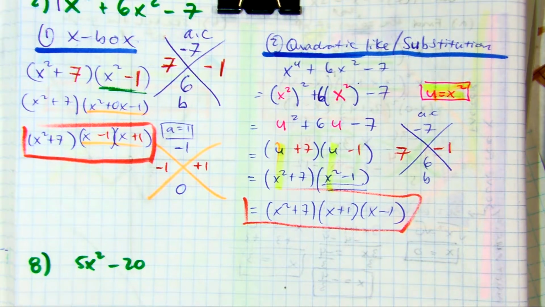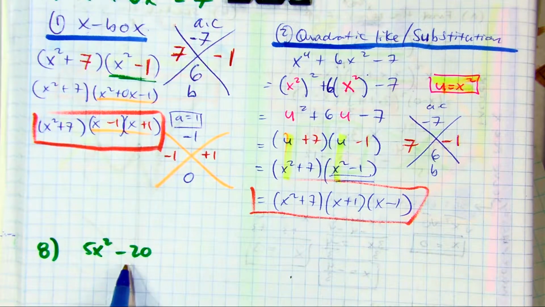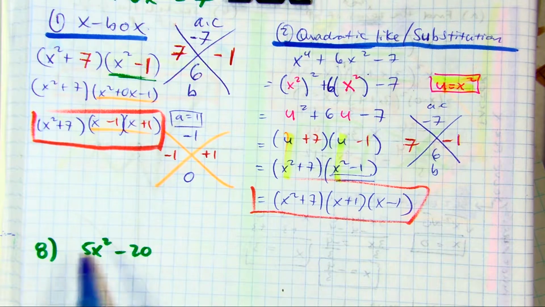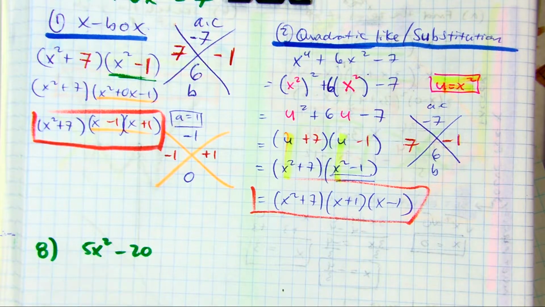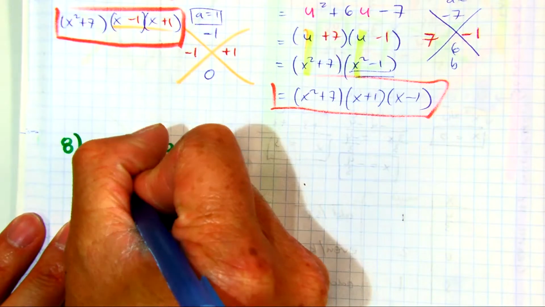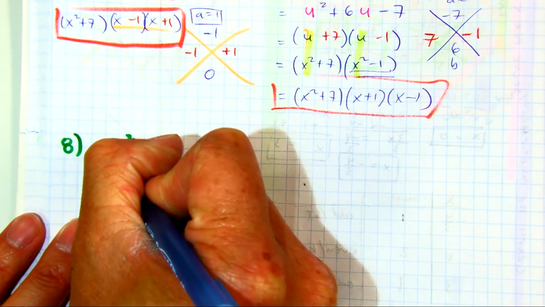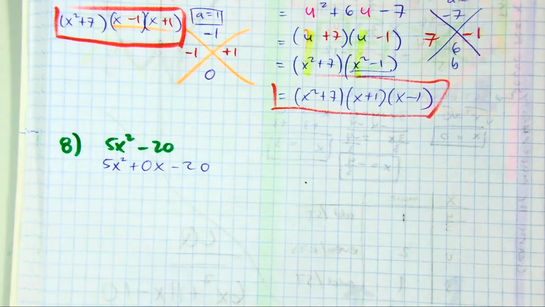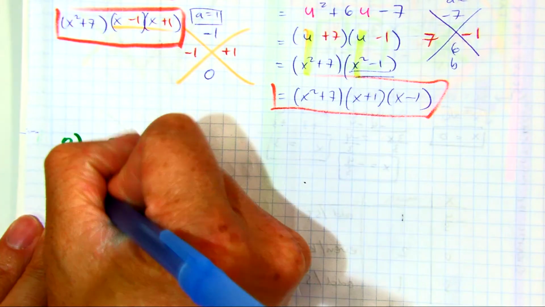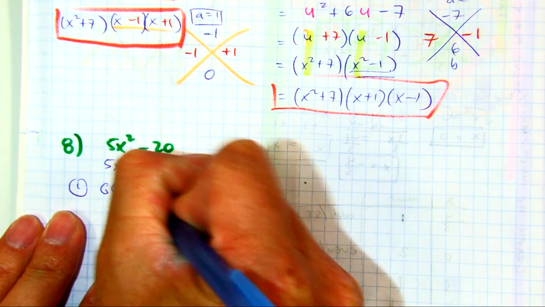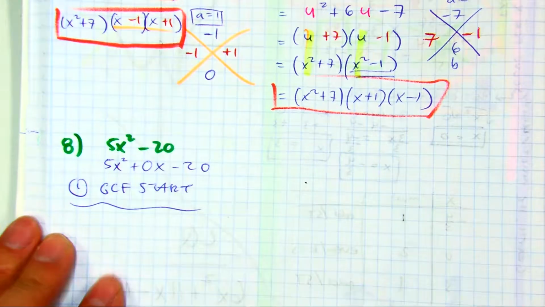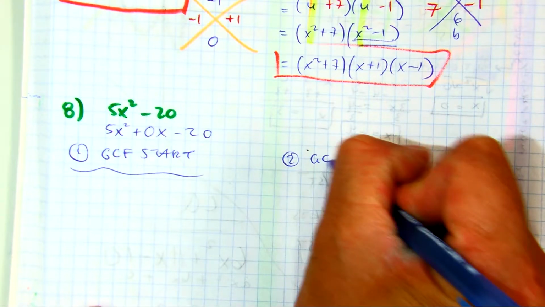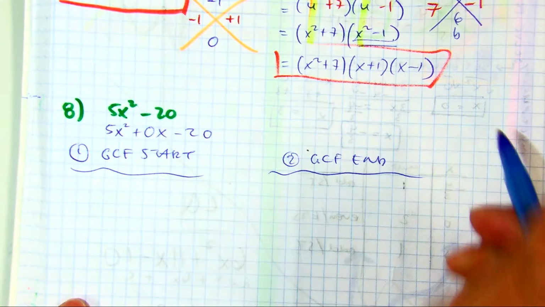Now, in question number 8, do you have to do a substitution? No, because it's already quadratic-like. Does that make sense? Before you do that, though, hopefully you added a 0x. I'm going to show you GCF at the start, and I'll show you GCF at the end. So there are 2 ways to do the problem, and you'll realize it's the same.